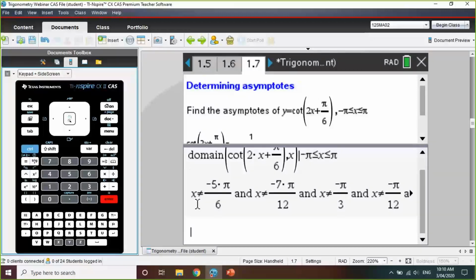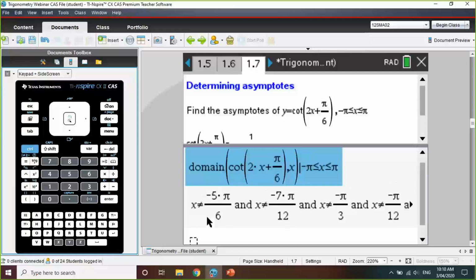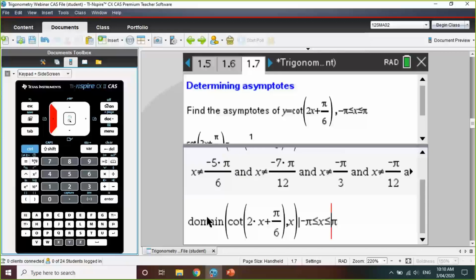So we can think of these as our asymptotes, where x is negative 5 pi over 6, negative 7 pi over 12, negative pi over 3, and so on and so forth. Now, that's one way of doing it. Another way of doing it is to use the solve command. Because at the moment, this is saying x is not equal to. If we were writing them down on a piece of paper in the exam, we could simply replace these with equals. But if we want it a bit cleaner in the output, what we could do is change this to solve.